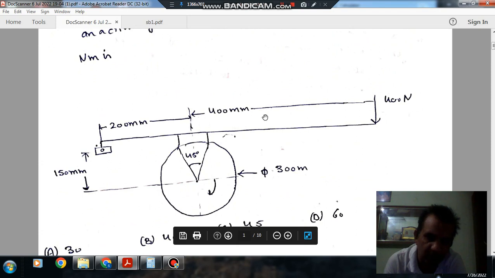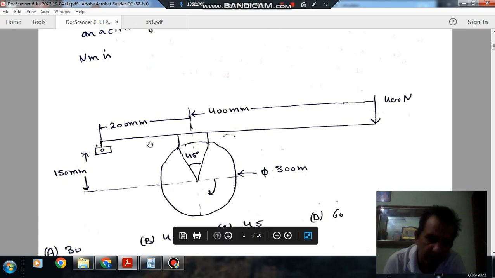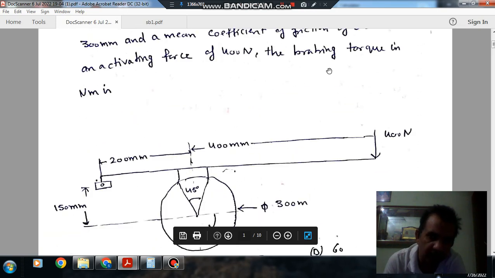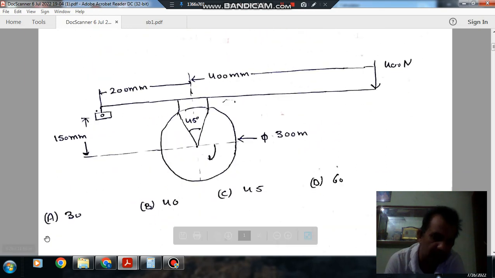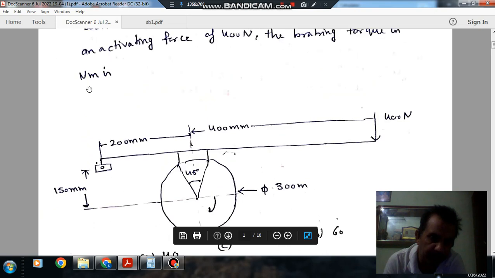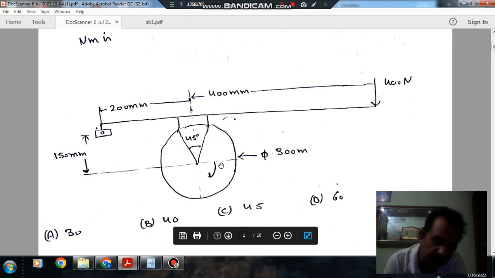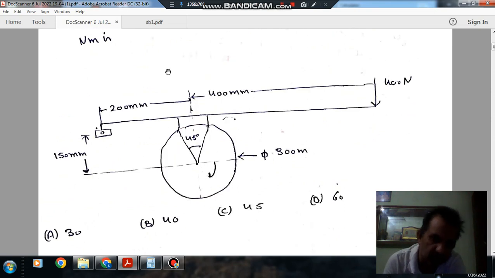This is 200 mm, this is 400 mm, this is the activating force 400 Newton, and the diameter of this disc is 300 mm, this distance is 500 mm, 150 mm. So we have to find out the braking torque. The options are A 30, B 40, C 45 and D 60. The direction of rotation is given as clockwise.